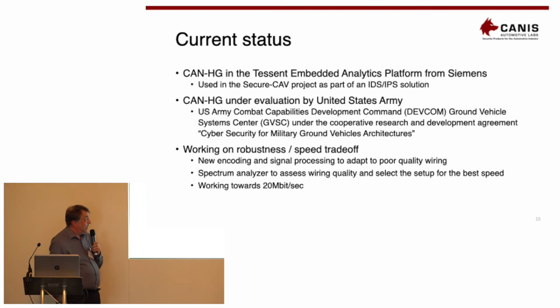And we're right now working on a way of trading robustness and speed. So we're building a new encoding for the fast bits with some new signal processing. And the idea is, for when the wiring is really poor quality and you've got lots and lots of unterminated stubs and it's a bad piece of CAN physical layer, going at a lower speed. And then if your CAN wiring is really good and you've got a really good wiring harness, you can bump the speed up and configure it for different target projects. So I think, based on our early results, we can get to 20 megabits if your wiring harness is good, and it'll be 10 megabits if your wiring harness is bad.